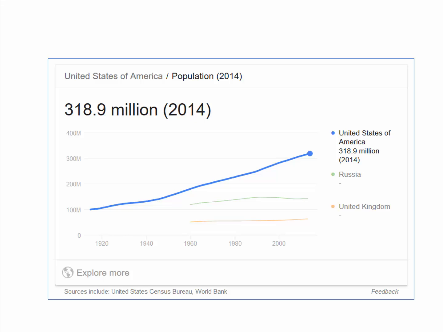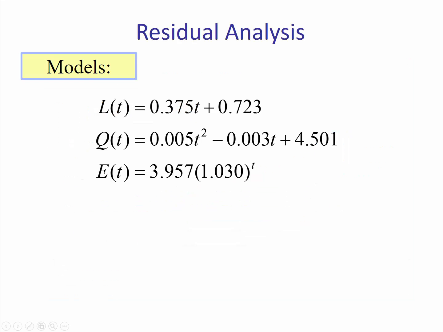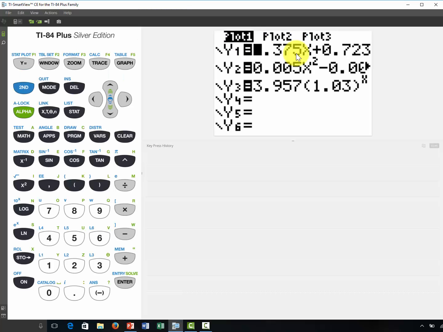According to Google, the U.S. population in 2014 was estimated at 318.9 million. So this is going to be the value of our observed y value. So if you recall, we have our linear function L of t, our quadratic q of t, and our exponential e of t. And we will compute the predicted y value for each of these three models when t is 224. y1 is L of t, the linear regression, y2 is the quadratic regression, and y3 is the exponential regression.